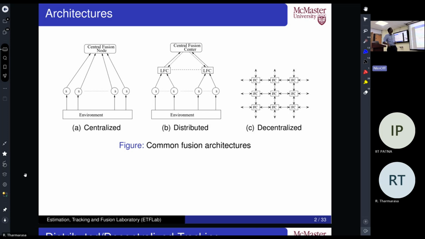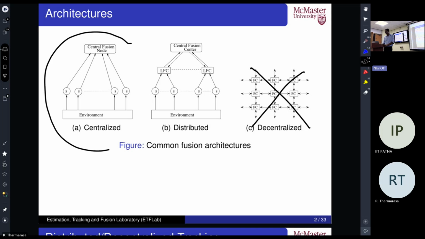Okay, so when we talk about multiple sensors, there are two architectures that we can use. One is the centralized architecture, and the other one is the distributed. This one we are not going to talk too much about, so don't worry about that for now. For the first half, around 1 hour or so, we will talk about this. Then we will move to this.